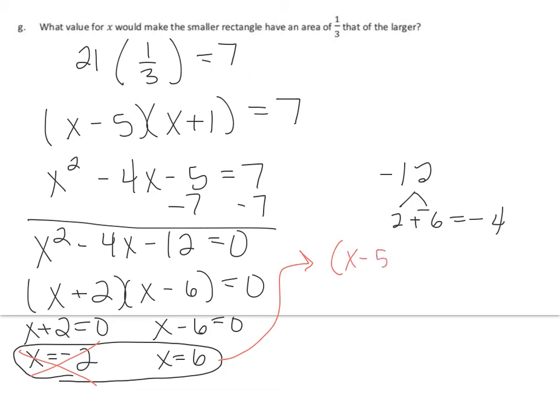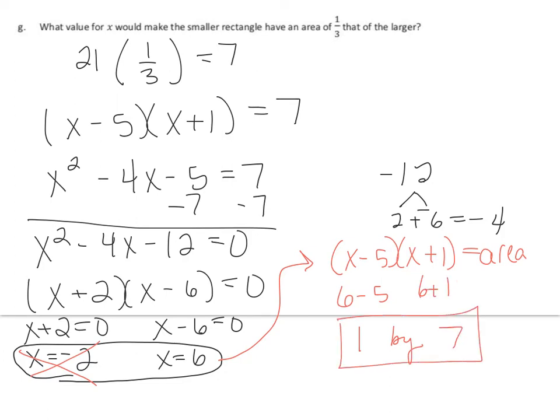x minus 5 and x plus 1 were my original dimensions. If I put in 6 there, I'm going to get 6 minus 5, which is 1. 6 plus 1, which is 7. These are the dimensions of my rectangle. It's a 1 by 7.